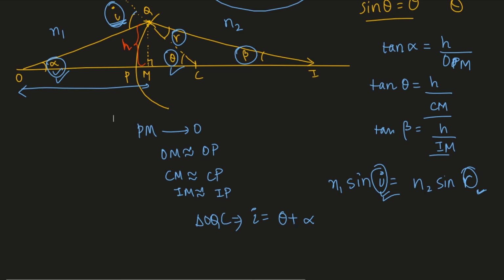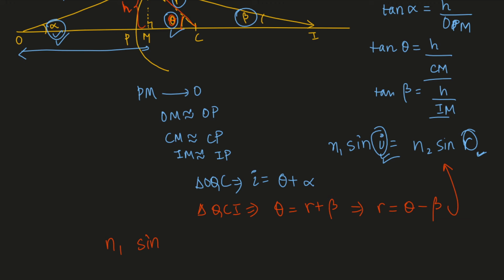The other angle, angle R, you can notice it here. Notice it in the triangle QCI. In this triangle, theta is the external angle, and theta is equal to R plus B, and that gives you R is equal to theta minus B. Take both of these and put it right here. That now gives us n1 times sine of theta plus alpha is equal to n2 sine of theta minus beta.